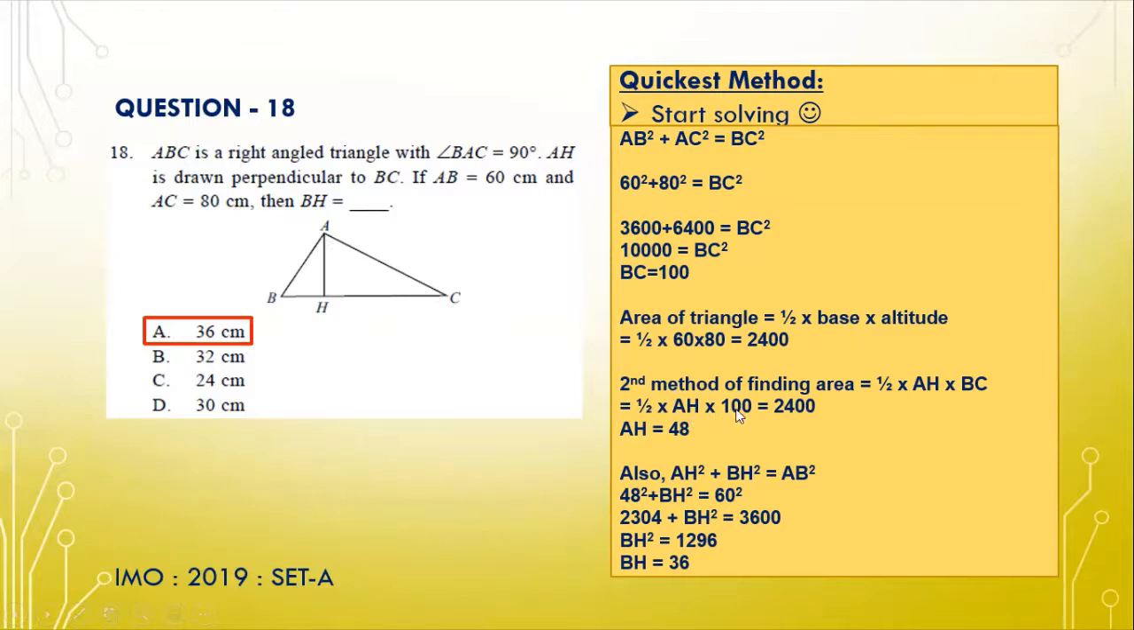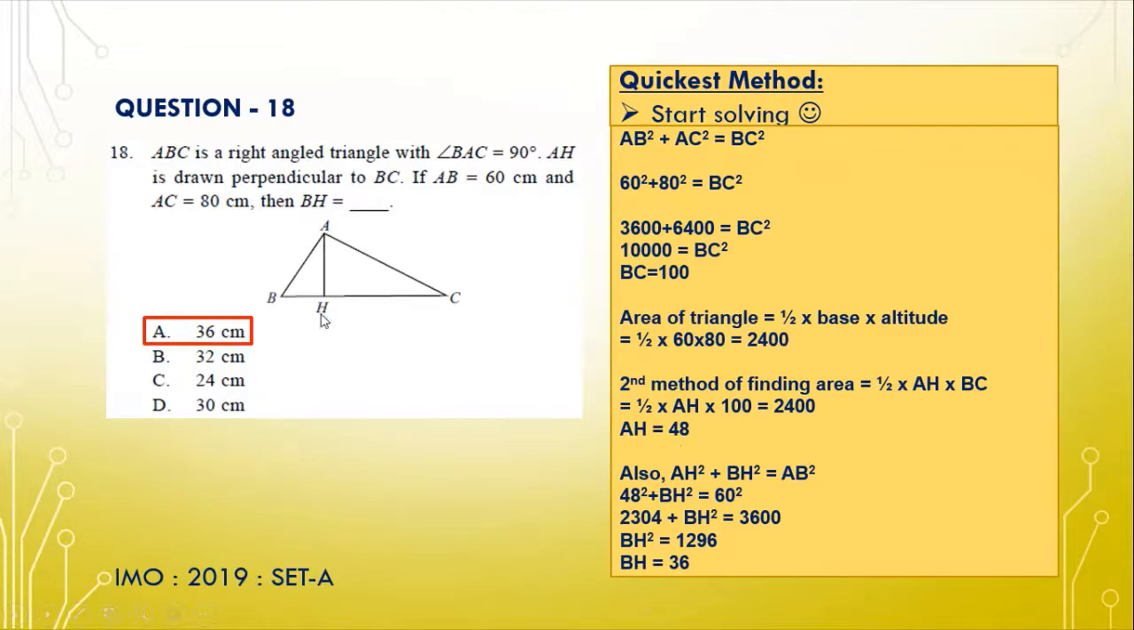So half into AH into 100 is 2400. 2400 is what we found by calculating the area of the first triangle BAC. So what is AH? AH is 2400 into 2 divided by 100. 2400 into 2 is 4800. 4800 divided by 100 is 48.